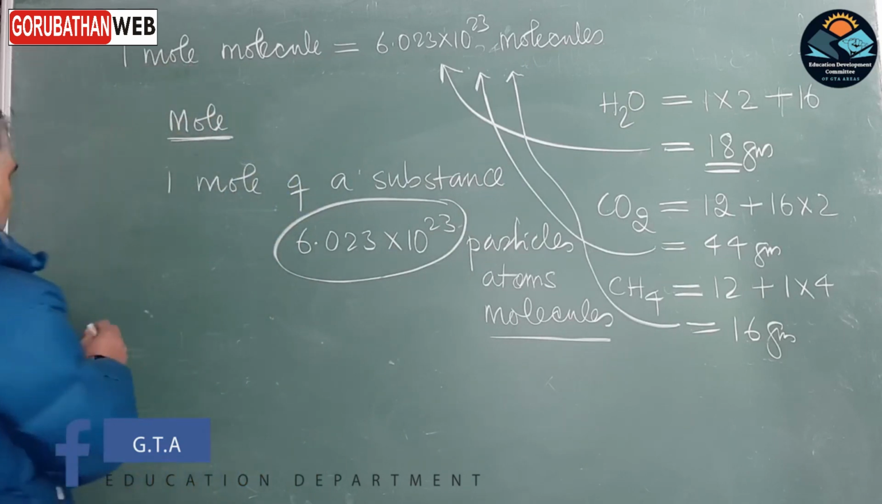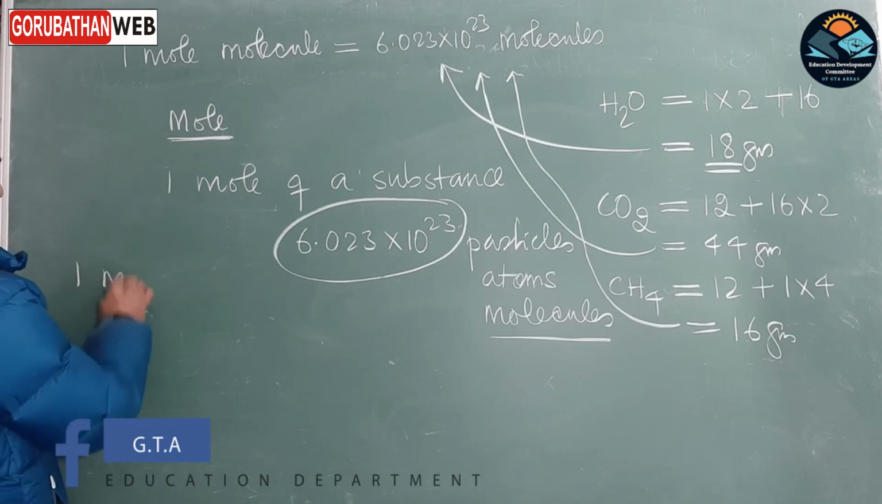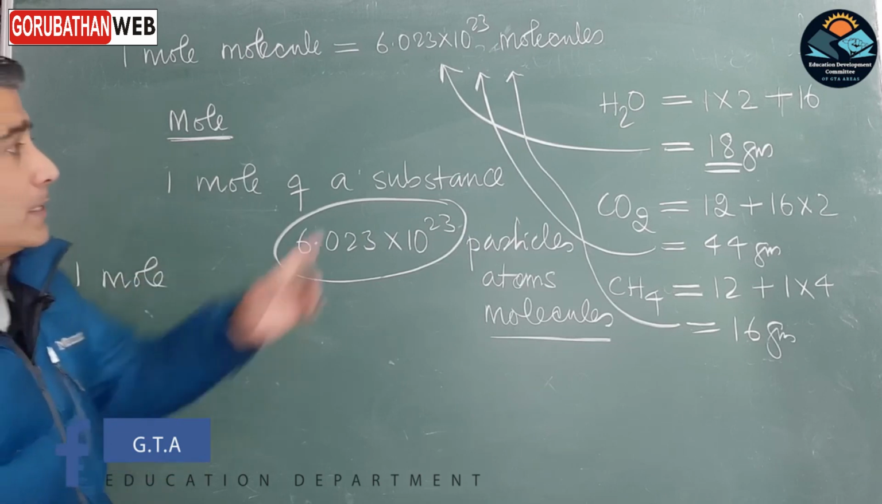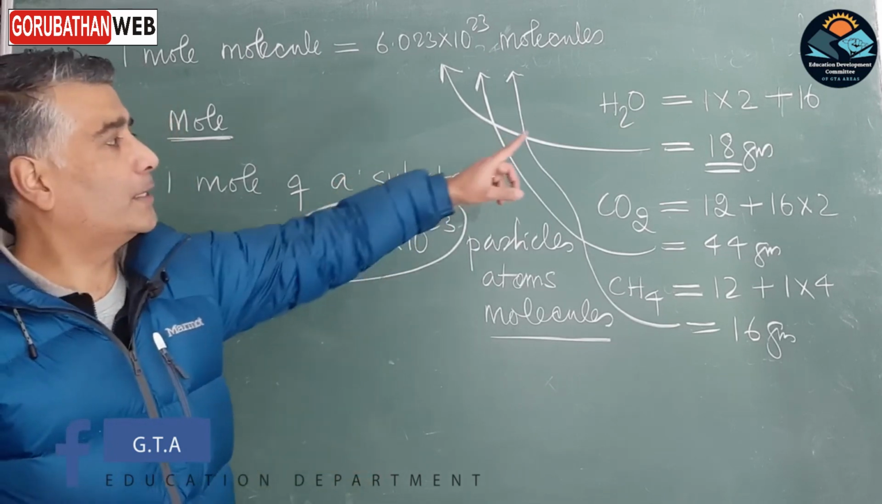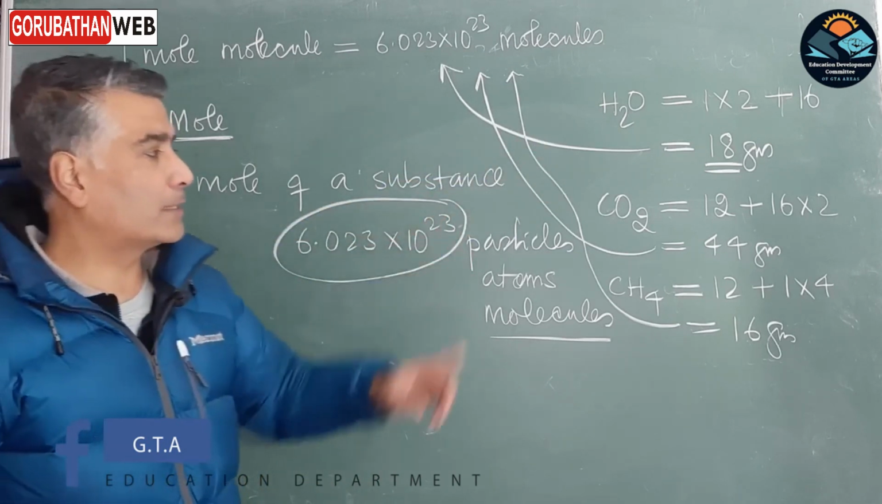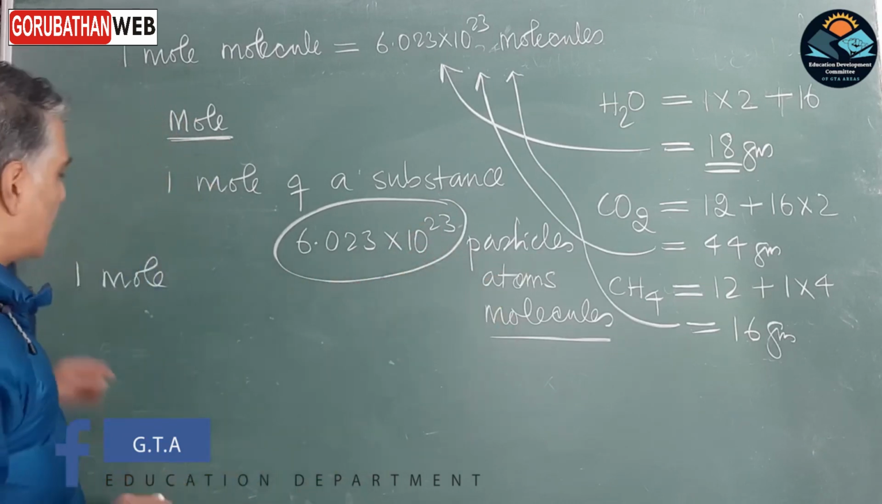Okay. So whenever we talk about any substance, how much is 1 mole of that substance? How much is 1 mole of water? It is 18 grams, because 1 mole means Avogadro number of molecules, which is present in the molecular mass taken in gram, that is 18 grams. How much is 1 mole of carbon dioxide? 44 grams. How much is 1 mole of methane? 16 grams. Okay.